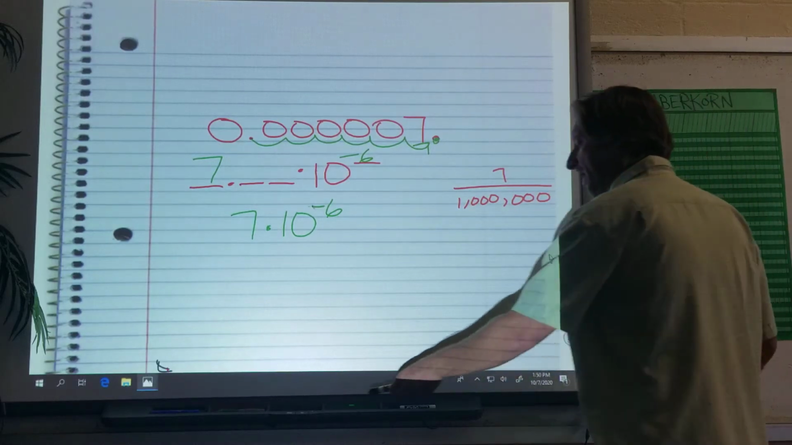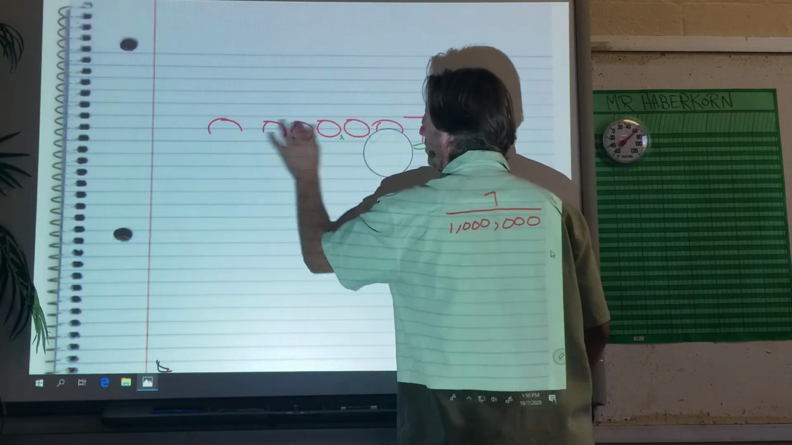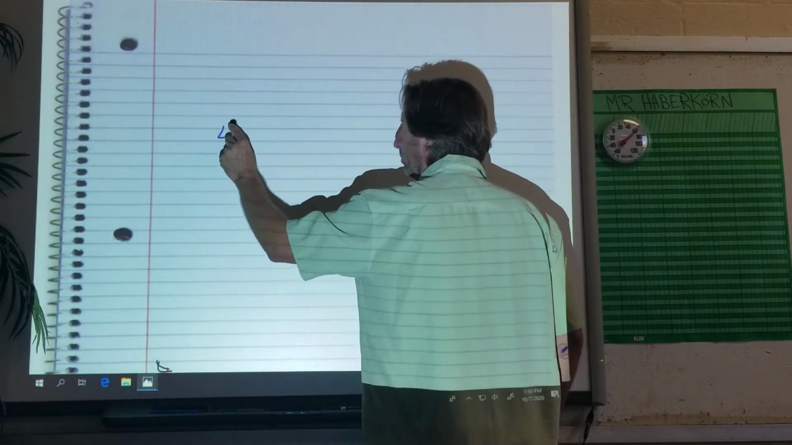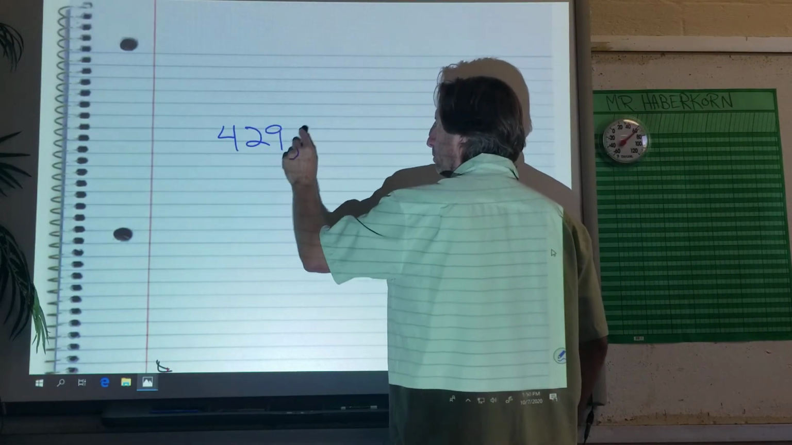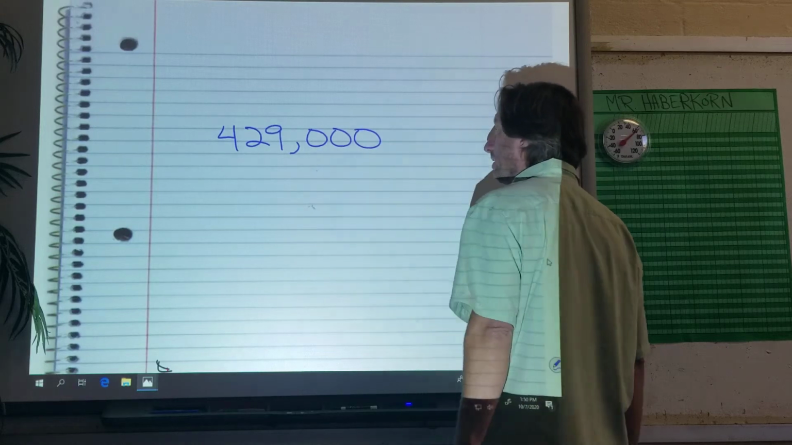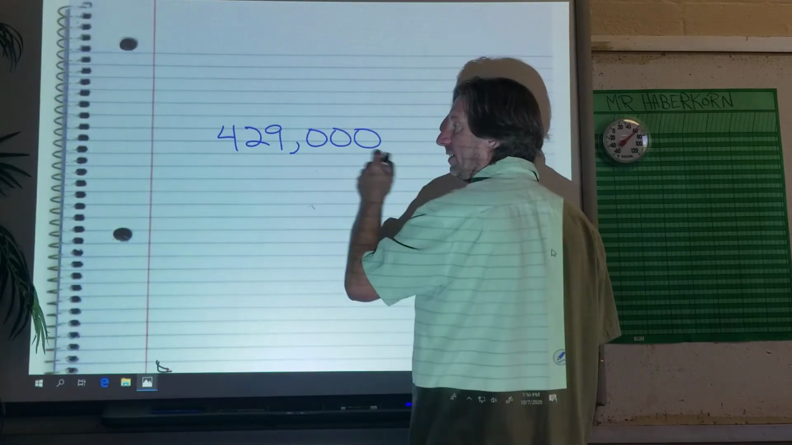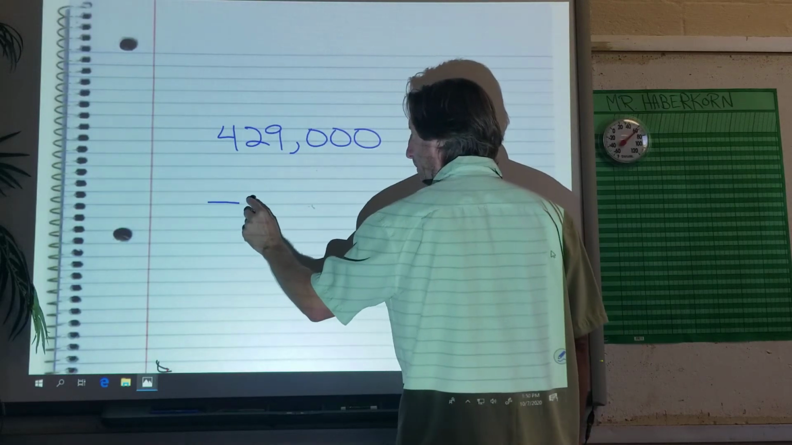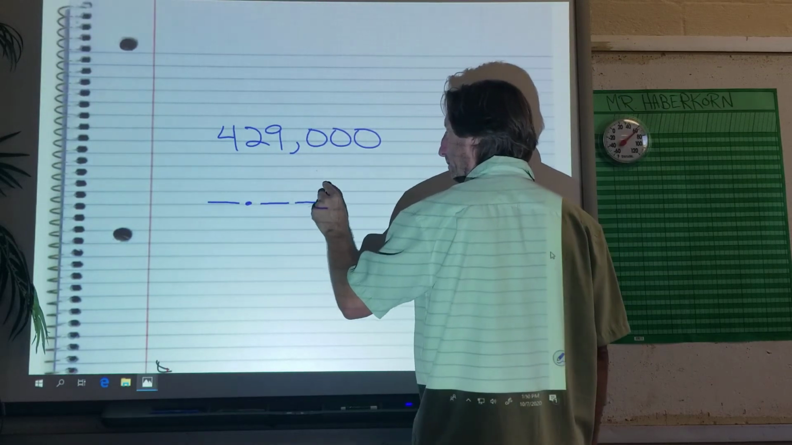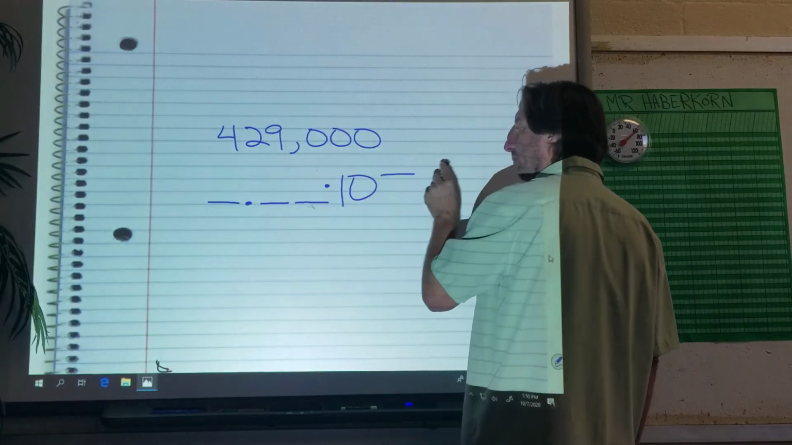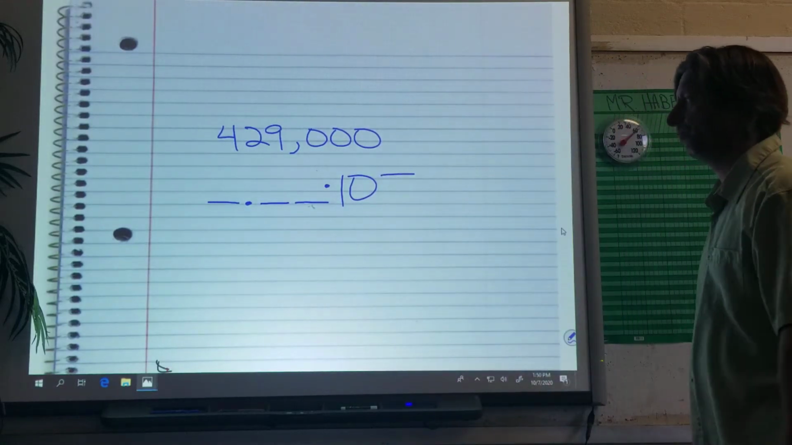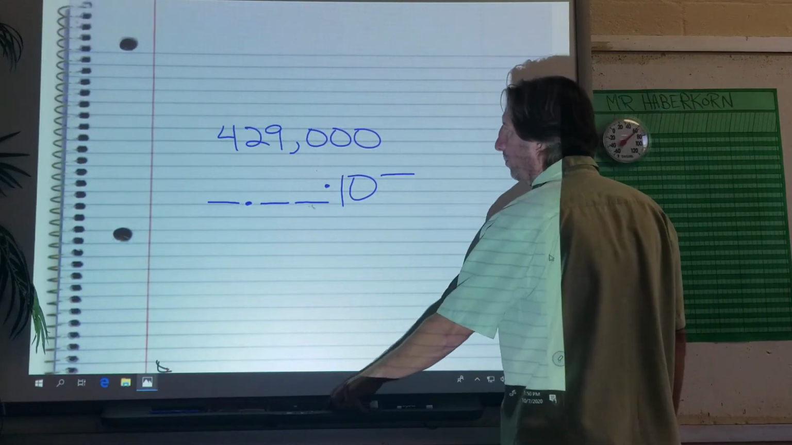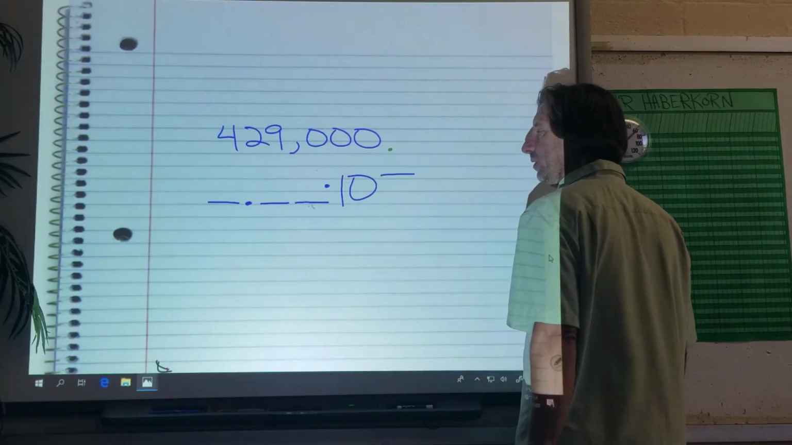All right, let's look at one of the positive ones again just to make sure we didn't forget those. And then that's it. 429,000. Not a small number, right? Pretty big number. I'd like to have that much money. It's a big number. So blank dot blank blank times 10 to the blank, right? I don't see a point. Don't forget, if there's no point, it's hiding here at the end, okay?